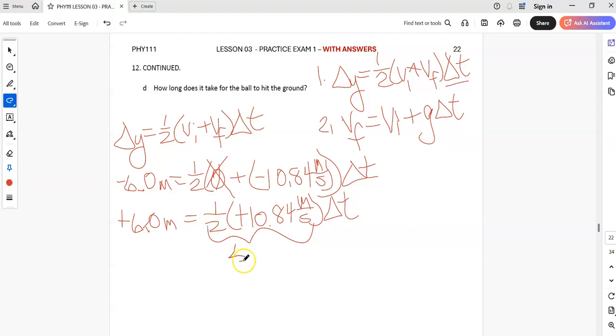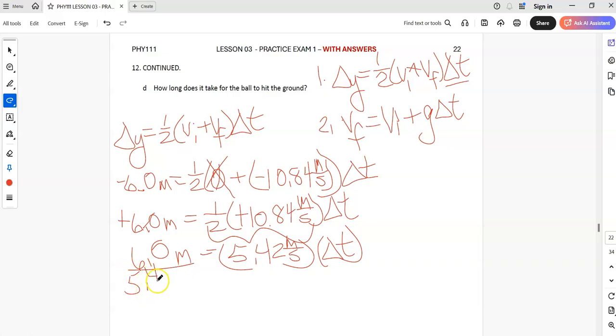Take half of this, you get 5.42 meters per second. You can do that with a calculator. Times delta t equals 6.0 meters. Remember, we've lost the negative signs. We divide both sides by 5.42 meters per second. That gets rid of the 5.42 meters per second on the right.